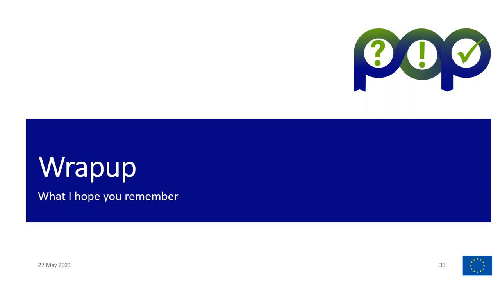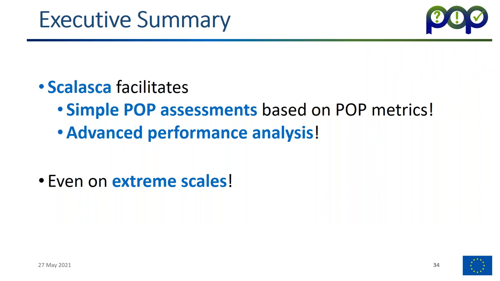The most important thing I want you to remember is that Scalasca is a very useful tool for parallel analysis. It can do simple POP assessments based on the POP metrics, now very easily done with a new preset for the scan command and the Cube advisor. But it also allows advanced performance analysis. You can look down to every metric on every core, everywhere in the call tree, and it works on really large scales.